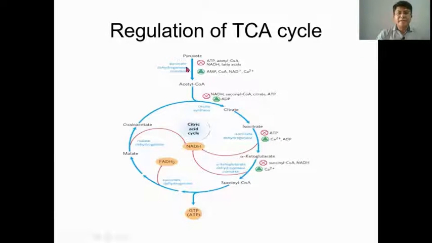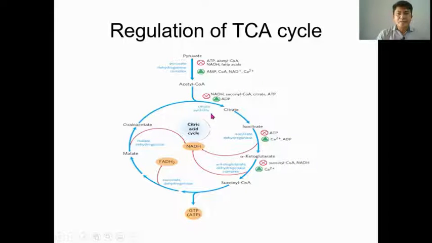Regulation of TCA cycle can be exerted at the level of the pyruvate dehydrogenase complex. So here, the pyruvate dehydrogenase is subjected to inhibition by ATP or acetyl-CoA or NADH or fatty acids, whereas it is positively regulated by AMP, coenzyme A, NAD+, and calcium ions.